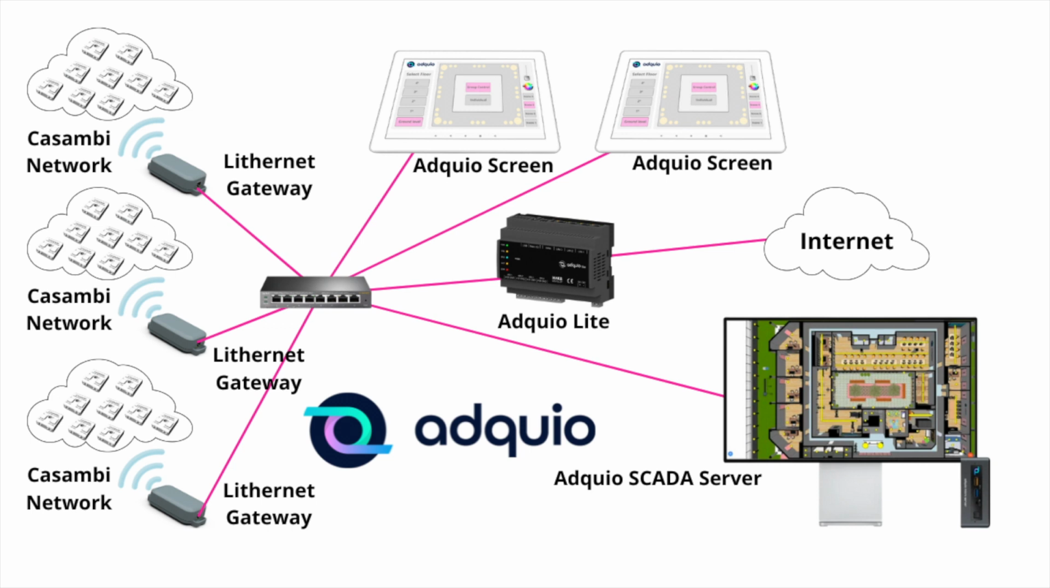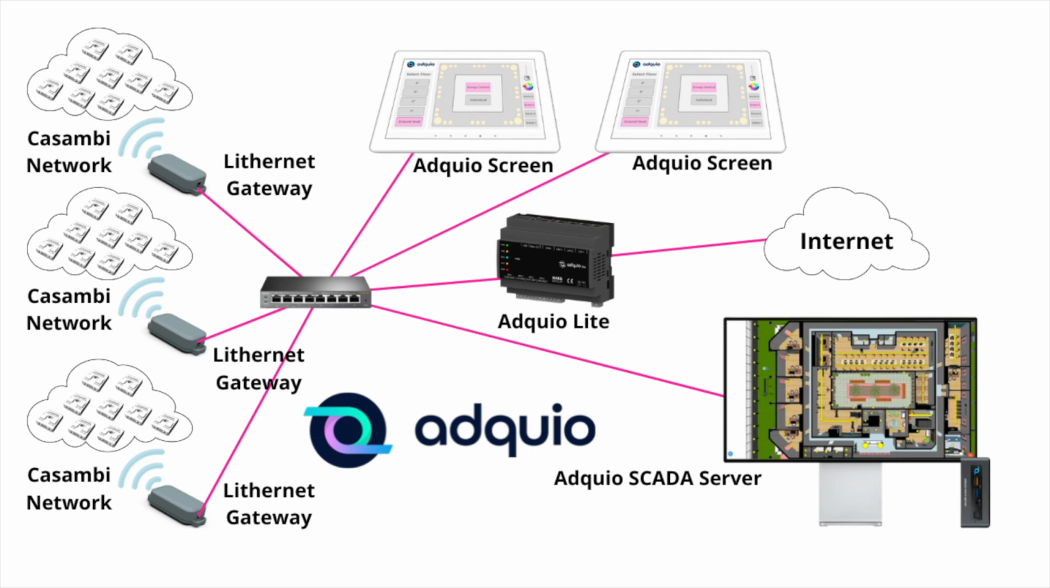Next, we are going to see how to import all this information in a very simple way into our Adquio controller. In this example, we are going to work with an Adquio Lite controller, because it is a controller that allows us to secure the installations, since it has a WAN connection, to connect to the internet or to the client's network, and 3 LAN connections, where we can connect, for example, all the devices, such as screens, such as SCADA or Lithernets, okay?